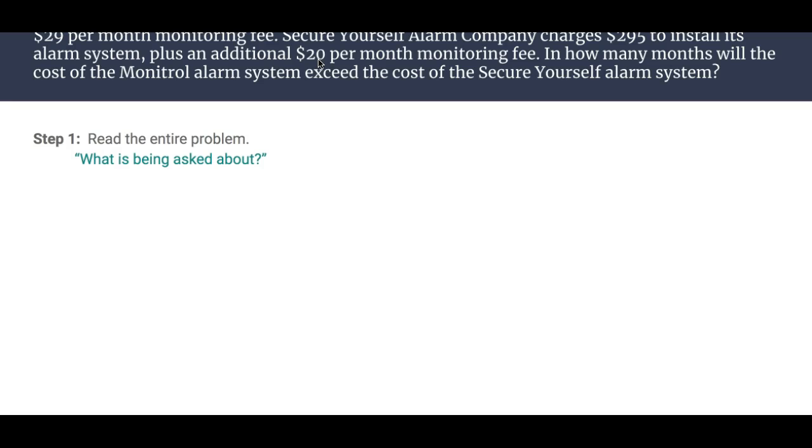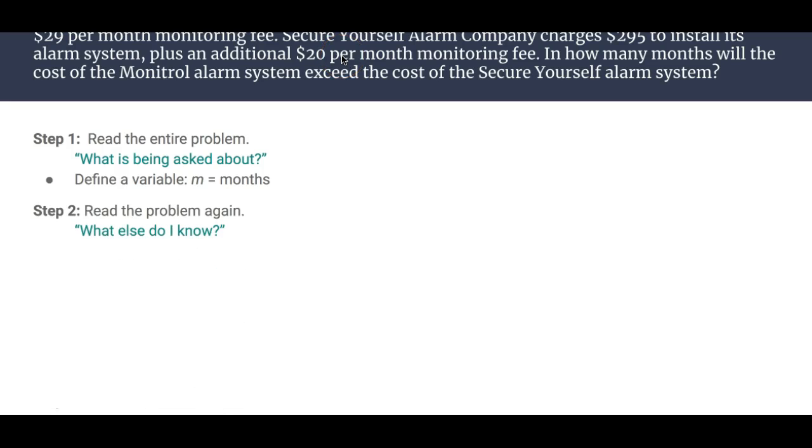So in this question, what we want to know is, when will the cost of Montreal exceed, when will it be greater than the cost of Secure Yourself? Now, our variable, how many months? In these questions, you want to look at the question part. This is information up here, but you want to check the question part to determine the variable. How many months, I'm looking for months. So my variable is going to be months. When I go back to my problem, where you see months, that's where you assign your variable. It says $29 per month, $20 per month. That's where your variable is going to go.